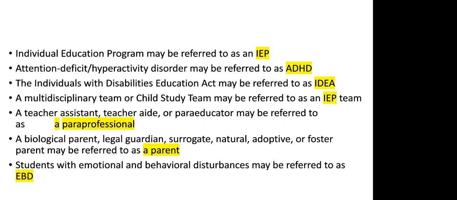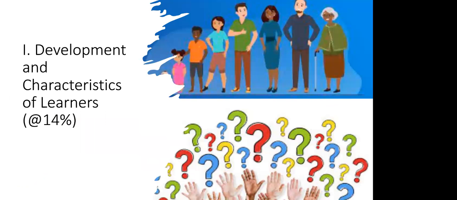EBD, some people are not that familiar with EBD, emotional and behavioral disturbances or disorders. So the first category is development and characteristics of learners. It's about 14% of the whole test.